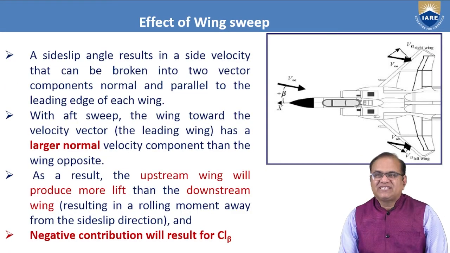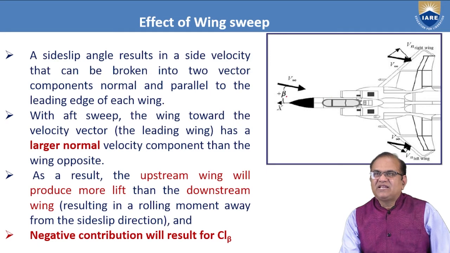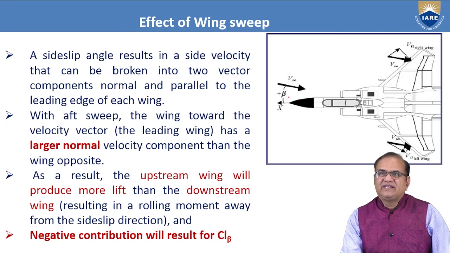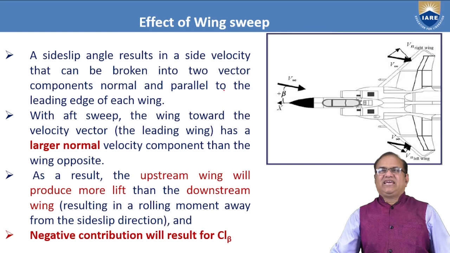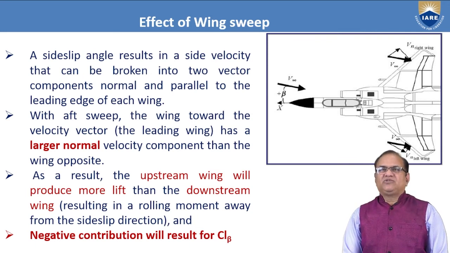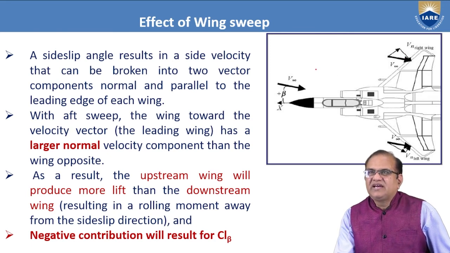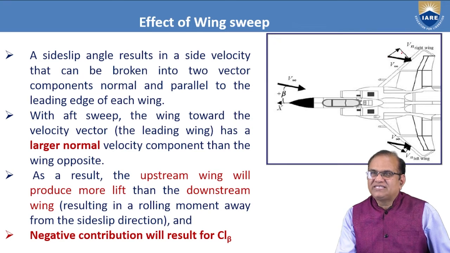Now I will discuss how the wing sweep of the aircraft is affecting stability. Here a side slip angle beta is given, and a side slip angle results in a side velocity that can be broken into two vector components, normal and parallel to the leading edge of the wing. If you see here, it is from the right side of the wing. On this right side, this is V infinity, and this component is Vn.